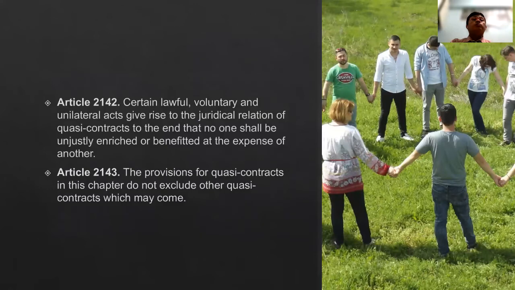The next two provisions we must take notice of are Article 2142 and Article 2143. Article 2142 provides that certain lawful, voluntary, and unilateral acts give rise to the juridical relation of quasi-contracts, to the end that no one shall be unjustly enriched or benefited at the expense of another. Meanwhile, Article 2143 provides that the provisions for quasi-contracts in this chapter do not exclude other quasi-contracts which may come about.